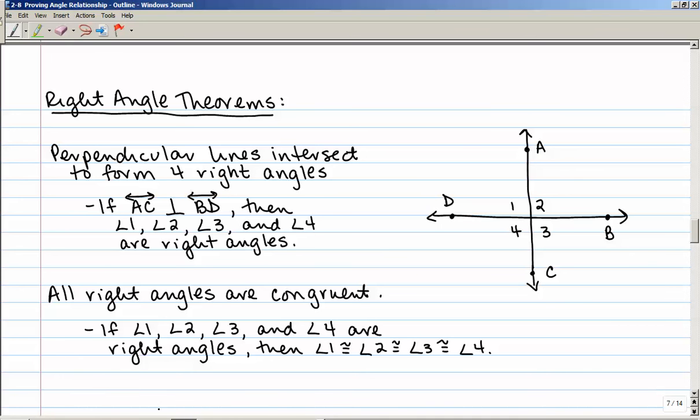Second theorem, all right angles are congruent. If angles 1, 2, 3, and 4 are right angles, then angle 1 is congruent to angle 2, which is congruent to angle 3, which is congruent to angle 4. So all right angles are congruent to each other.